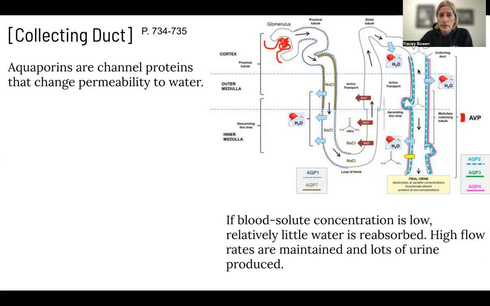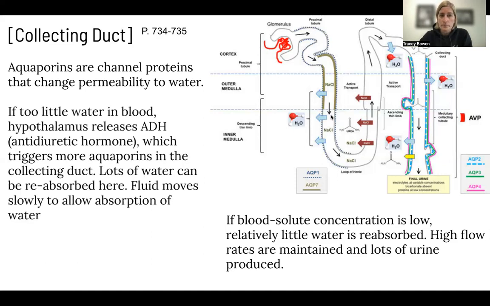And so aquaporins are channel proteins that change the permeability to water of structures, and so of cells. And so the collecting duct has a fair amount of aquaporins. If there's too little water in the blood, the hypothalamus is going to release a hormone called ADH, antidiuretic hormone, which triggers more aquaporins to be created in the collecting duct, and that will facilitate more movement of water out of the collecting duct into the tissue, into the medulla, in the tissues of the kidney.